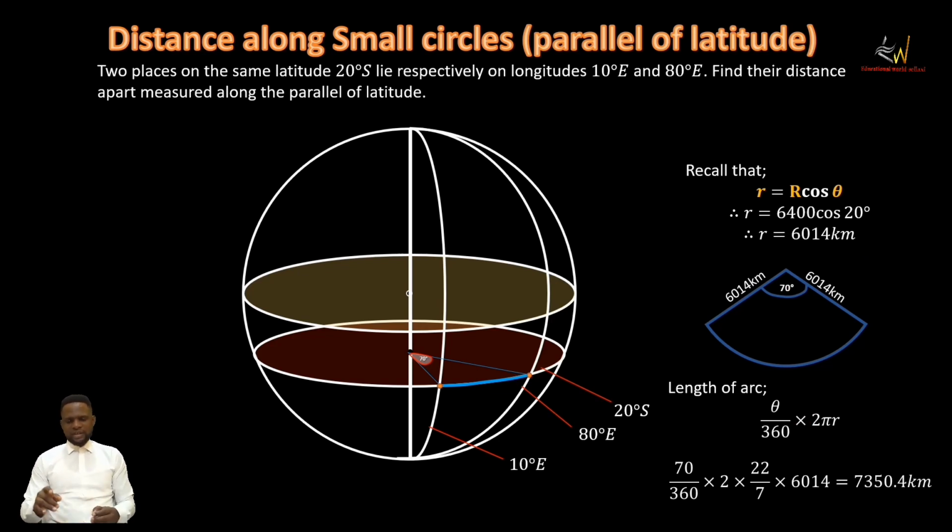Now the length of that arc can be found with the formula theta over 360 times 2 pi r. When we substitute the values, the distance between those two places is simply 7,350.4 kilometers. As simple as that. You can see, first of all, we found the radius of the latitude. After that, we found the angle between the two places, and then used the formula for the length of an arc, and we got our value. That is how to find the distance along the parallel of latitude.